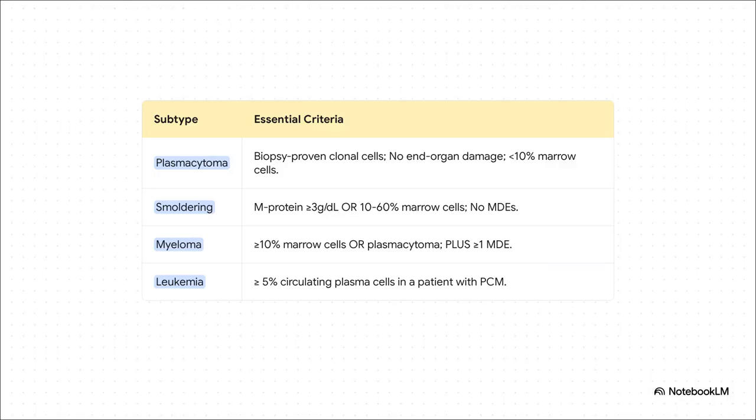Think of this table as your go-to cheat sheet. Just notice the key cutoffs: less than 10% marrow involvement for a plasmacytoma versus 10% or more for both smoldering and multiple myeloma, and that's where those defining events become the big separator. Oh, and here's a crucial update from the WHO 5th edition you don't want to miss. Remember to check the peripheral blood. The threshold for plasma cell leukemia is now just 5% circulating plasma cells.